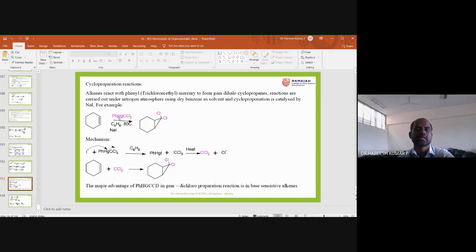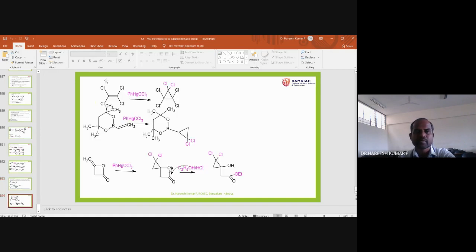So in organomercury compounds we discussed solvomercuration as well as cyclopropanation. There are questions on solvomercuration, and there are questions on cyclopropanation. So with this, I will go to the next slide. Next, I am taking the examples. So this is one alkene. When this alkene is treated with phenyl trichloromethyl mercury, the CCl2 group will add to this double bond and a cyclopropane is obtained.